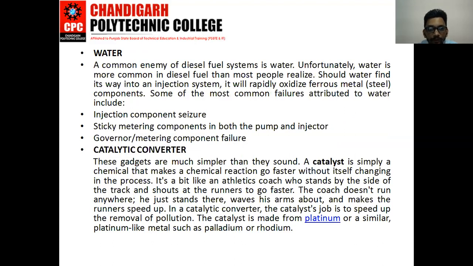Water. A common enemy of diesel fuel systems is water. Unfortunately, water is more common in diesel fuel than most people realize. Some of the most common failures attributed to water include injection component seizure, sticky metering components in both the pump and the injector, and governor metering component failure. So these are the basic failures in the supply system.